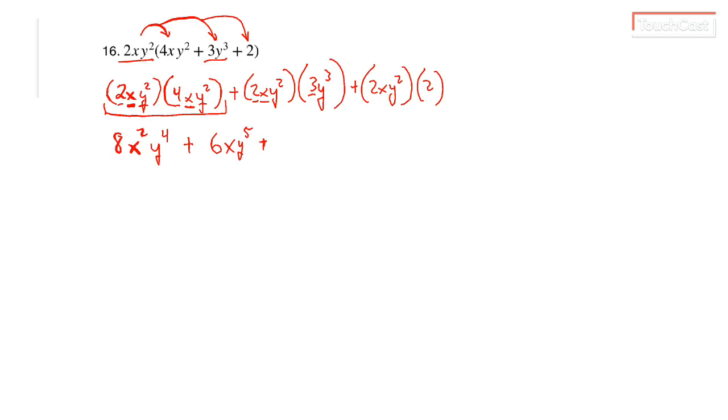And now on to the last piece right here. The coefficients are 2 and 2, so that's 4. 2 times 2 is 4. There's no x or y in the second term, so we can simply just copy the x and the y squared from the first term. Sorry, that's a 2. And we look for any like terms, which there are not, and then we're done.